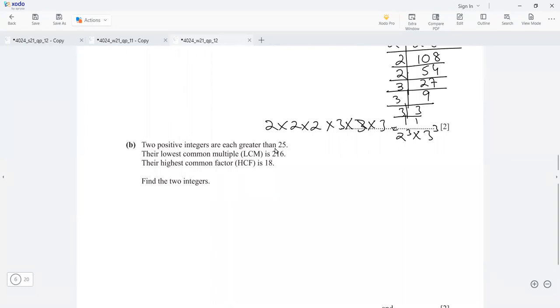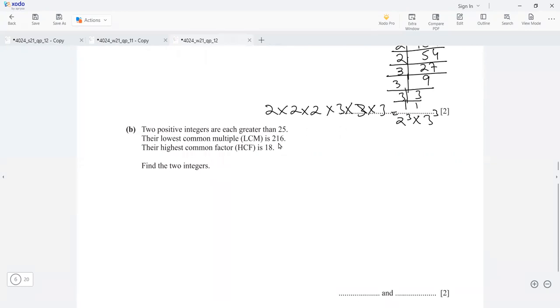This is the information: two numbers that are greater than 25, and their lowest common multiple is 216. When we are revising times tables, there is a common multiple, but in its lowest form it is 216. Similarly, the highest common factor of those numbers is 18. So we can check numbers such as multiples of 18. The first one is 36, after 18, then 54, then 72, and like this. The highest common factor is basically telling us the numbers' difference must be 18.